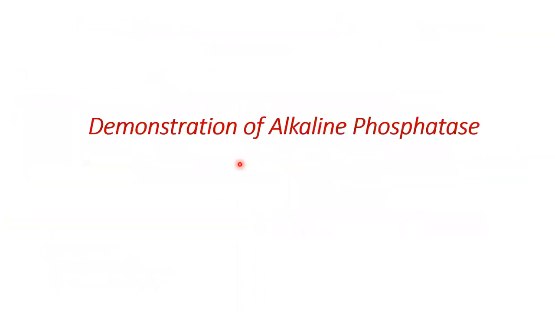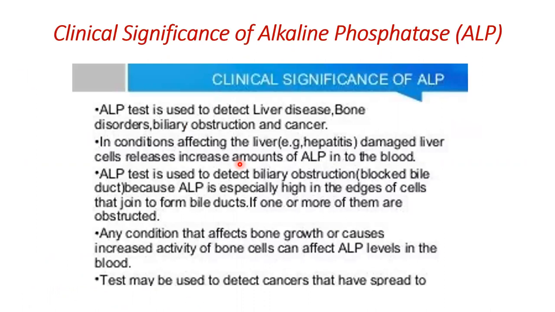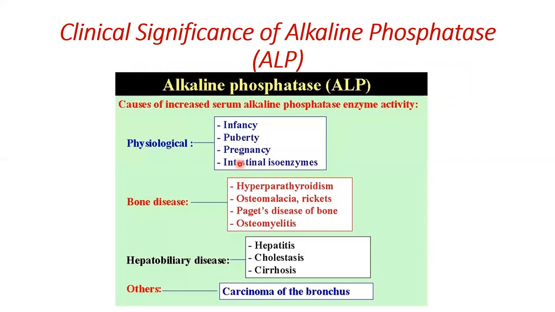Okay. Then we discussed in detail the demonstration of one particular enzyme within the tissue, that is alkaline phosphatase. Alkaline phosphatase has tremendous clinical applications, especially in the diagnosis of cancer of the bone and liver. Okay, so bone and liver cancer can be effectively identified by demonstrating the alkaline phosphatase activity within the tissues. So that is the clinical significance of alkaline phosphatase. There are certain conditions where we need to see the physiological status of ALP: bone disorders, hepatobiliary diseases, and other carcinomas will exhibit these ALPs.